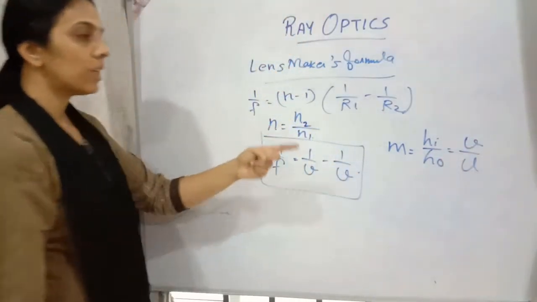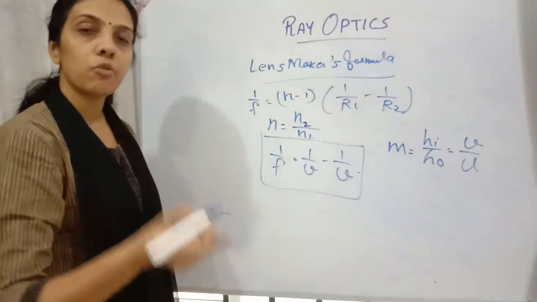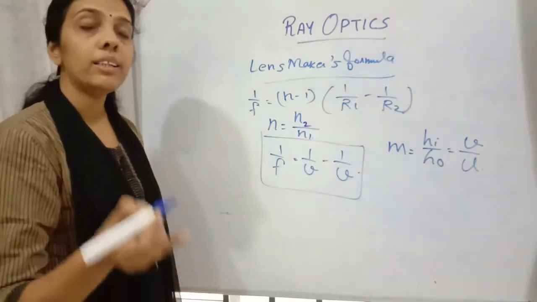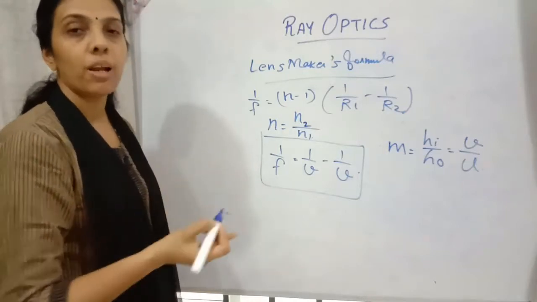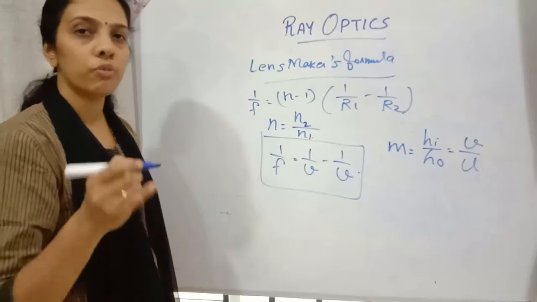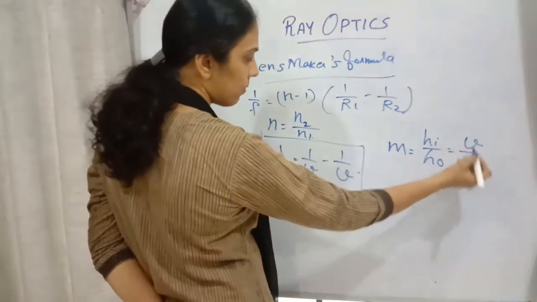So since it is v by u, we can find out this m in terms of f and v, or in terms of f and u. Those formulas also will be useful for you if you are by hearting those formulas. Okay, so here it is v by u, right?